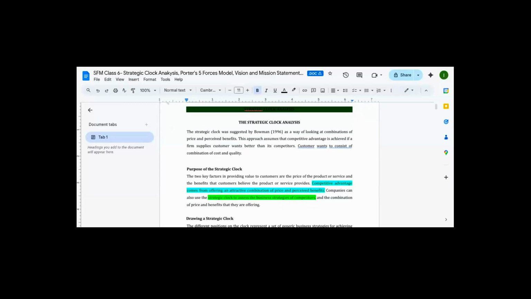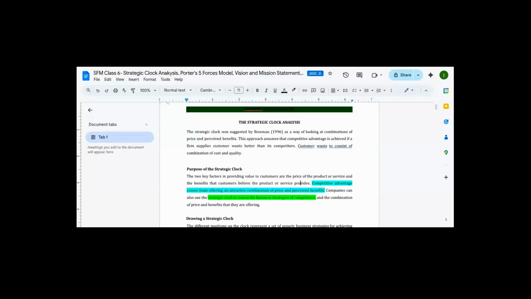So what is the purpose of the strategic clock analysis? I've emphasized this. The purpose of the strategic clock analysis is that the two key factors in providing value to customers are the price of the products or services and the benefit that the customers believe the product will provide. So that means the purpose of the strategic clock analysis is to create value to our customers using price and other strategy so that the customers can gain benefit and satisfaction from their purchase decision.